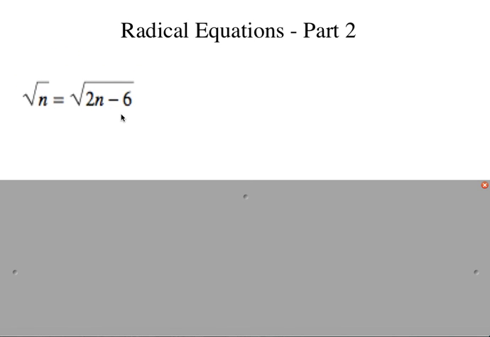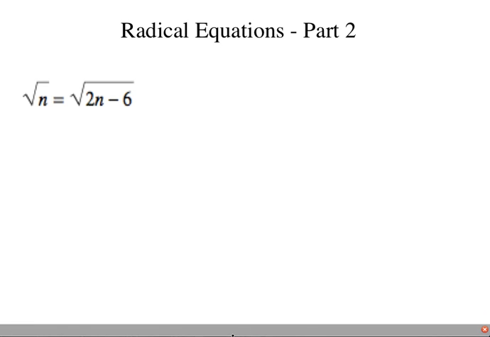In this video I'm going to show you how to solve a radical equation. I call it part 2 because the problem is slightly different from what we have been doing so far. Let's look at the equation. The equation that we have is the square root of n is equal to the square root of 2n minus 6.